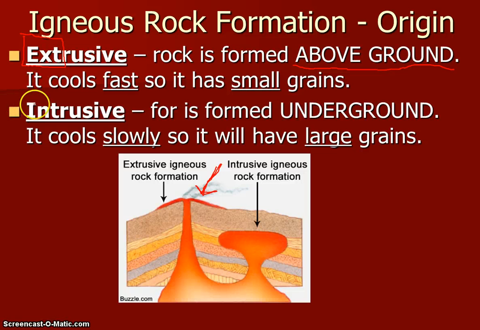Now, intrusive here, we have INT, intrusive. It cooled inside or underground, and it cooled slowly. Because if you look at our picture here, you can see that this magma is trapped, and so the heat is contained. It's like putting hot chocolate in a cup with a lid on it. It's going to stay warmer longer. So this allows large grains to form, large crystals to form with our minerals. So we have intrusive igneous rocks and extrusive igneous rocks.